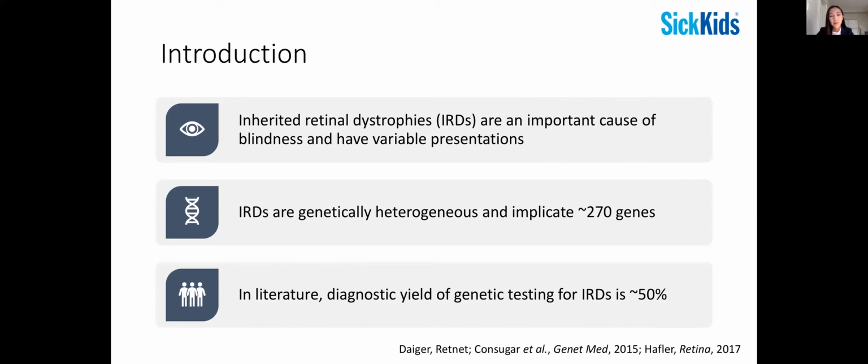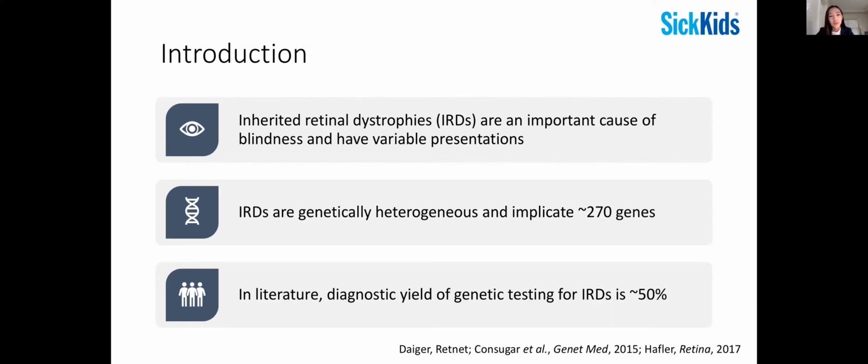So inherited retinal dystrophies, or IRDs, are a large group of genetically heterogeneous disorders that cause blindness irreversibly. They affect around 1 in 3,500 individuals. For some genetic diseases, such as cystic fibrosis, it would be easy to make a genetic correlation since it's monogenic. But for IRDs, there are over 270 genes being implicated. Some genes encode for different phenotypes, and some diseases are caused by multiple genes. This genetic heterogeneity is why molecular diagnosis is not reached for many patients.